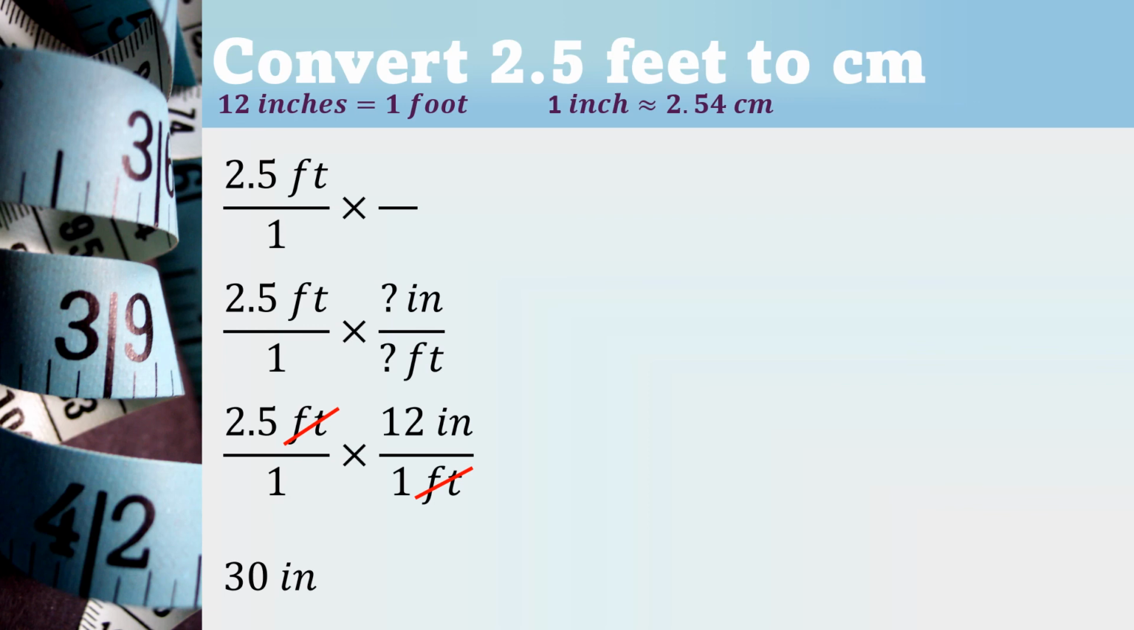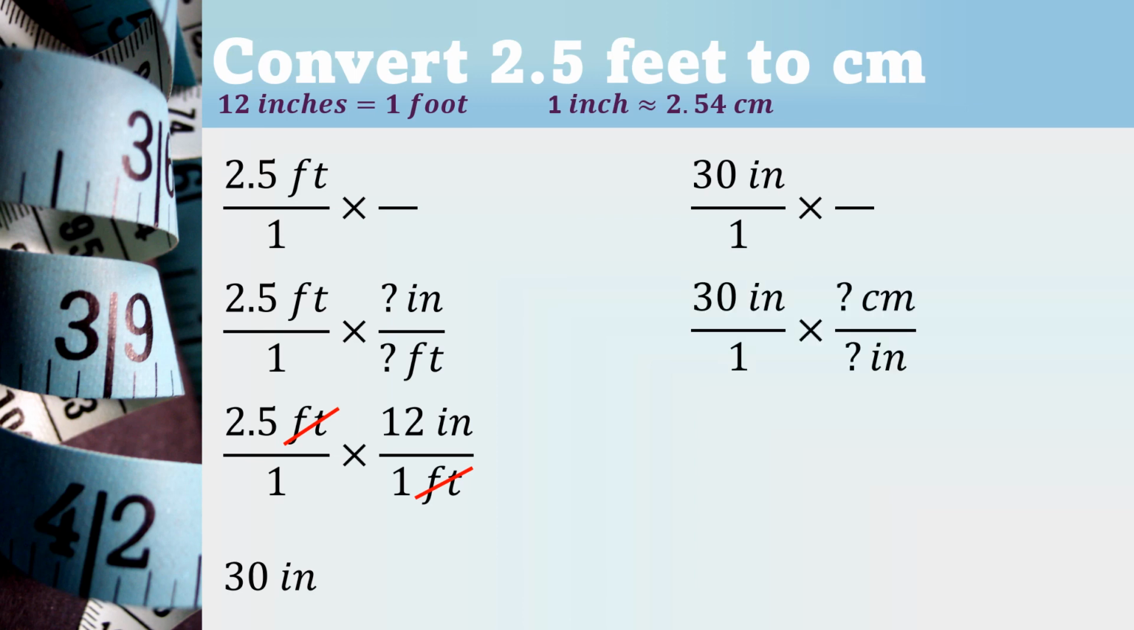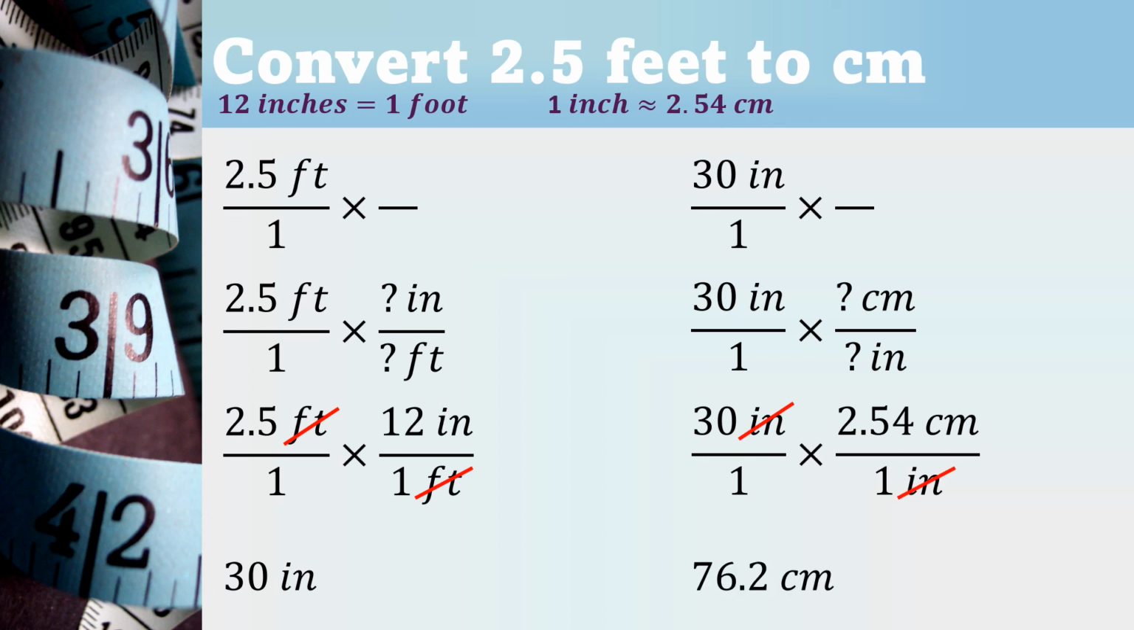Now let's take that 30 inches and convert it into centimeters. So I've got my 30 inches. I'm going to cancel my inches and bring in centimeters. So my fraction is 2.54 centimeters is equal to 1 inch. And I end up with 76.2 centimeters. So this just shows you where you can do it in steps, where you can convert from one unit to another unit, and then from that unit to yet another unit if that's what you need to do.